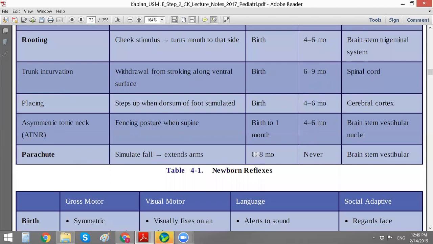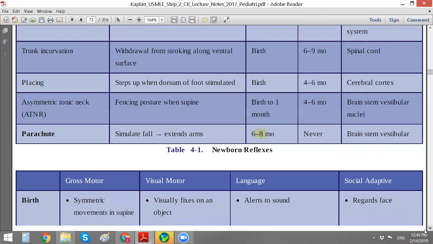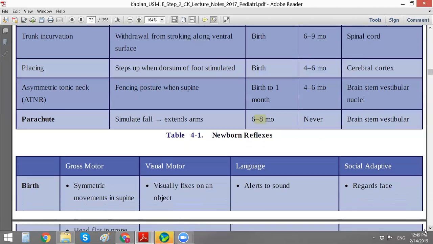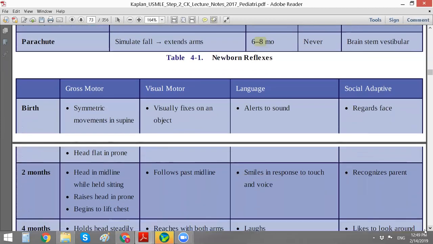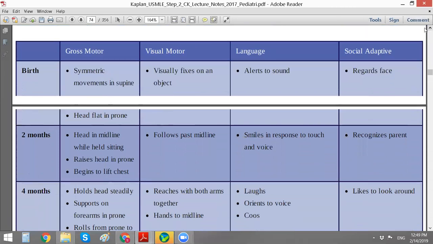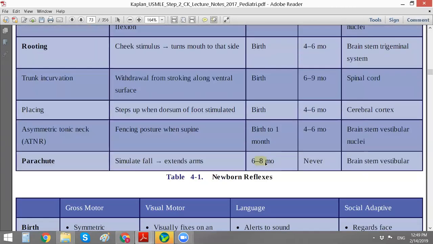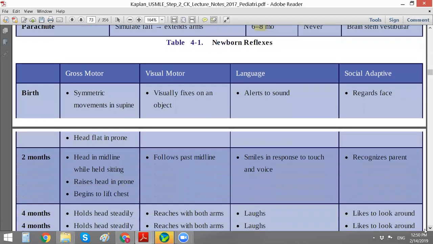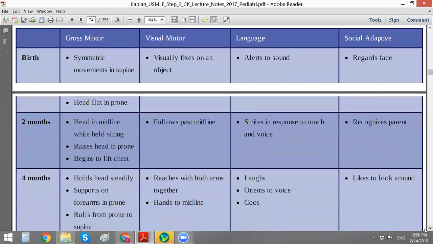This comes late, at 6 to 8 months, and disappears then; it is brainstem vestibular. So at 6 to 8 months I think we just have this parachute reflex. We can also have trunk incurvation, depending on whether it disappears early at 6 months. But other than that we don't have any other reflex. Then we have gross motor, then fine motor, then language and social.